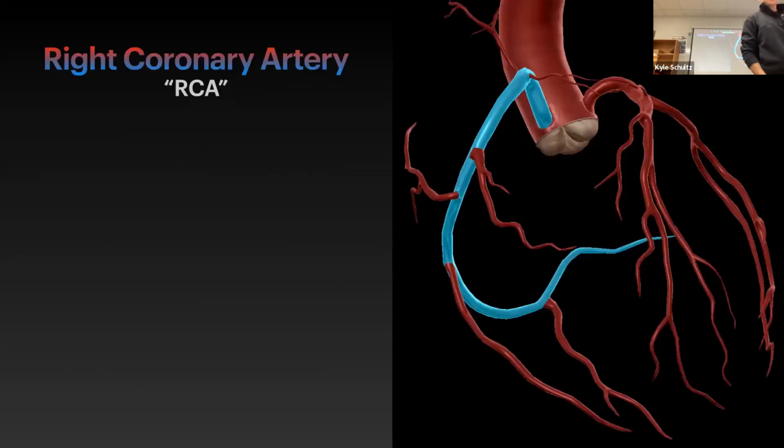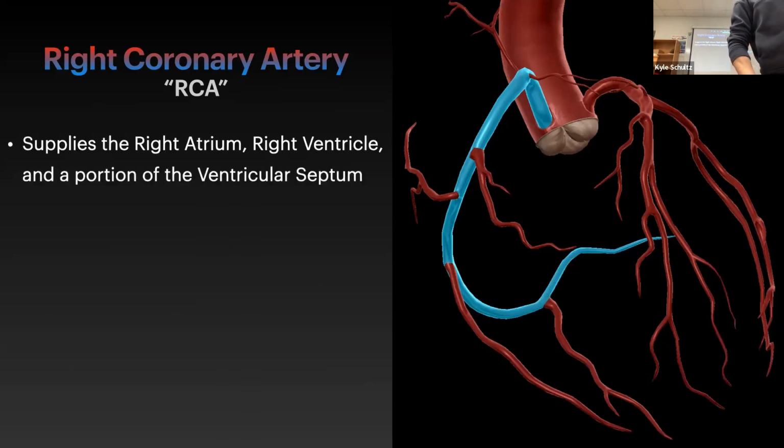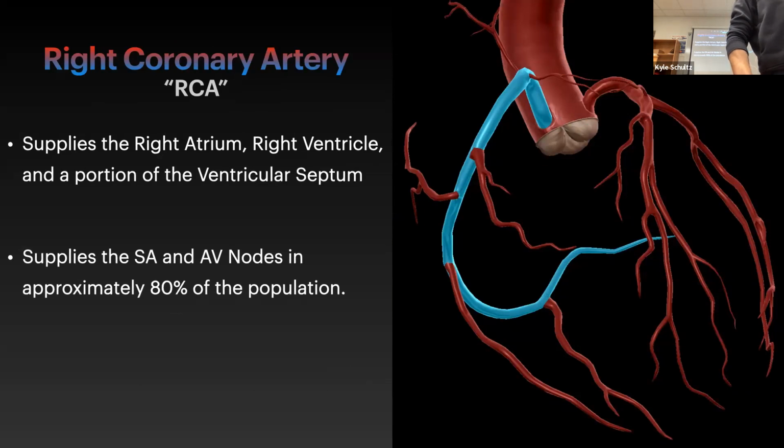So getting into the specific arteries, we have the right coronary artery, or the RCA. This is going to be the one that supplies the right atrium, the right ventricle, and a portion of the ventricular septum. In about 80% of the population, the RCA is what supplies the SA and AV nodes.